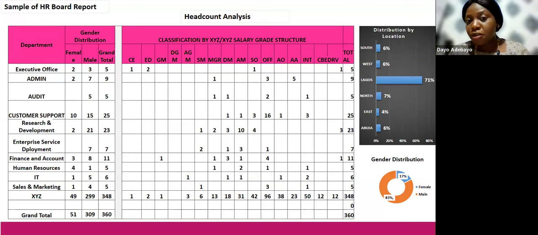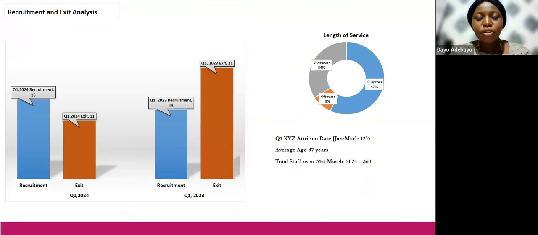Also, depending on how you want it, you can show them the gender distribution. Is it healthy? Is it balanced? Or is it the nature of our business? Is our recruitment policy gender neutral? Things like that can also be used to enrich the HR reports. All right. Okay, so here I have the recruitment and exit analysis.